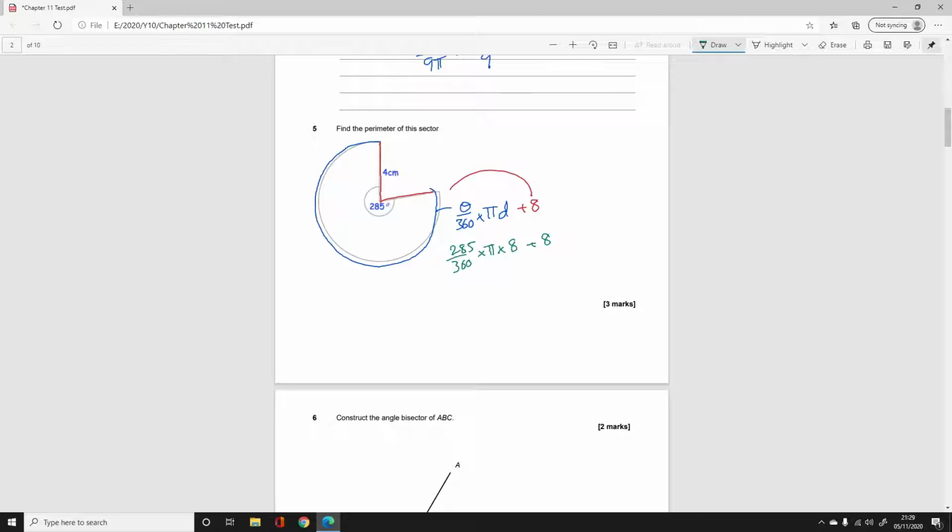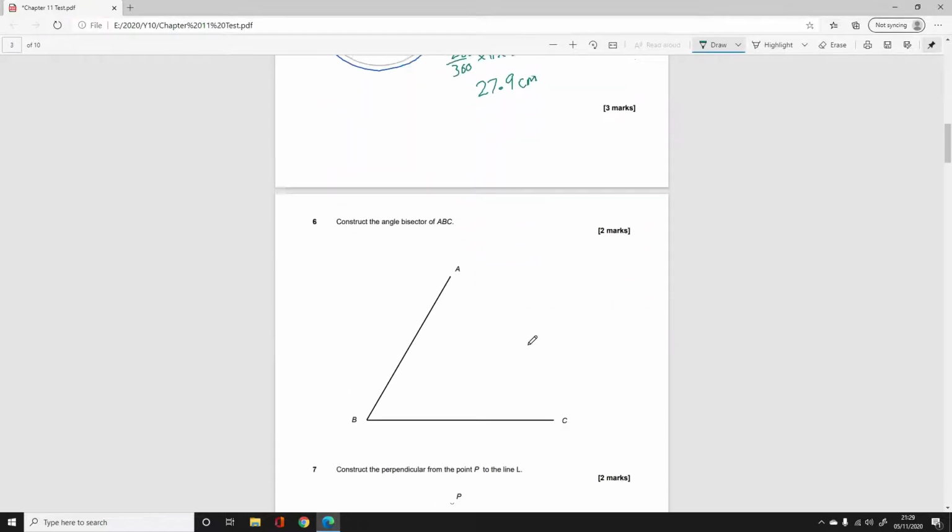Let's just quickly type that one in. And you're going to get yourself an answer of 27.9 centimeters. Again, a few people I think just forgot the perimeter aspect and just found an arc length.